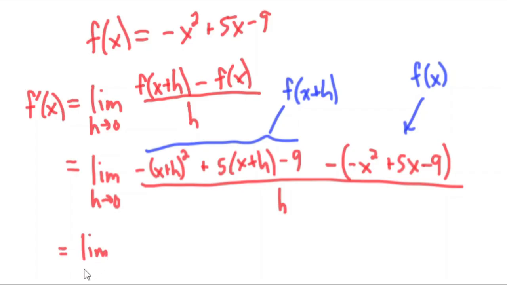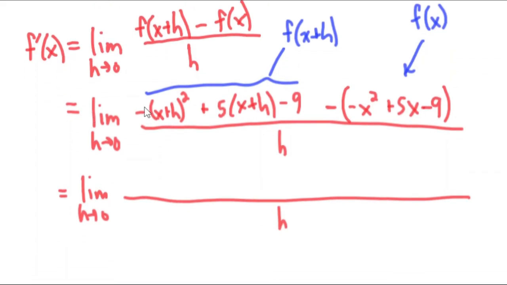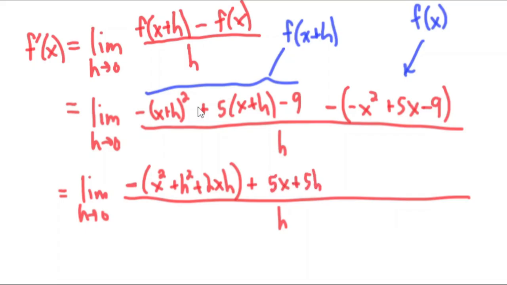Now we're going to have to simplify things. Notice that x plus h squared is the same thing as x plus h times x plus h. And if you FOIL it out, it ends up being x squared plus h squared plus 2xh, right? But we have a negative in front of it, so it's really negative this. Then we have a plus 5x plus 5h, right? We distribute the 5 there. We have a minus 9.